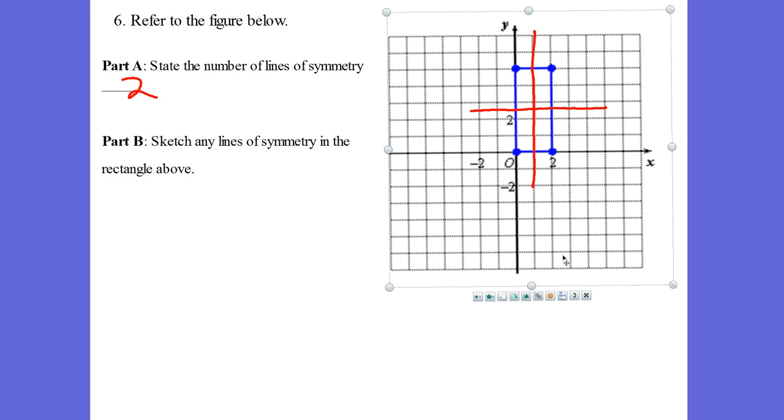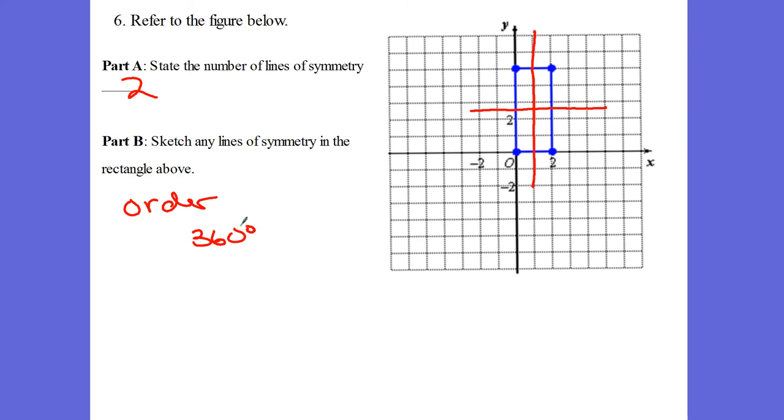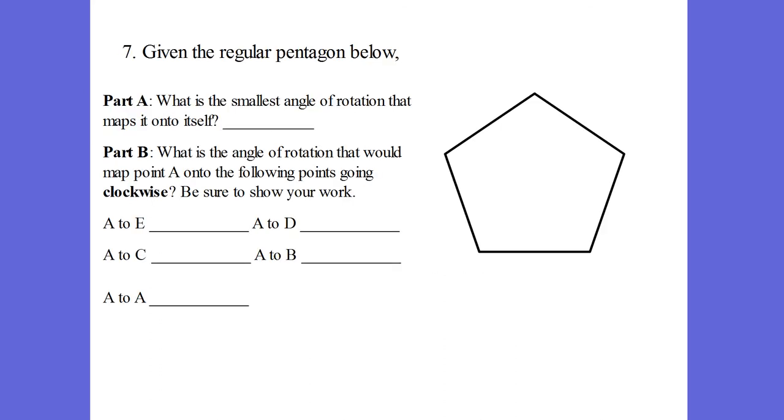And then, yes. So what number would I use? 2. There we go. So I would do 2, right? That's what I was looking for there. So my order is 360 degrees divided by 2, which is 180 degrees. So it has 180 degrees rotational symmetry. Okay, so now let's take a look at this. We're going to do the same thing with this one right here.